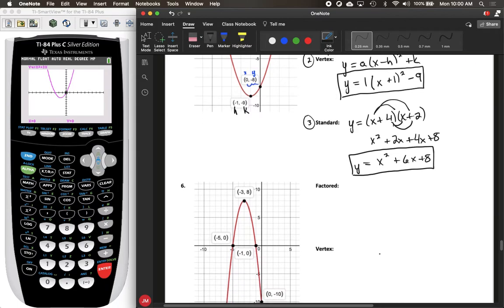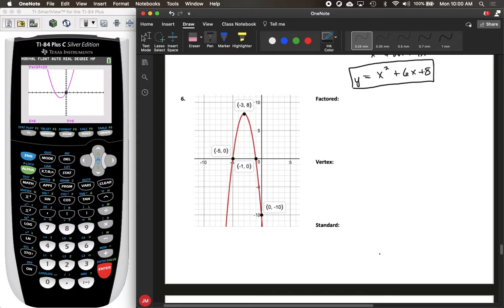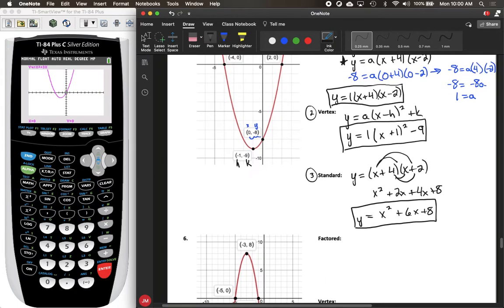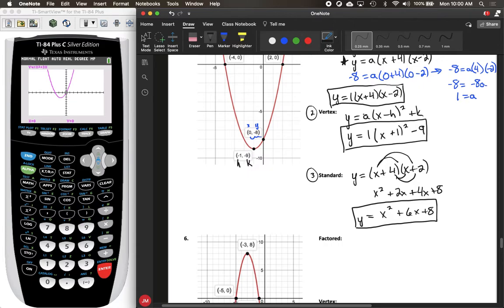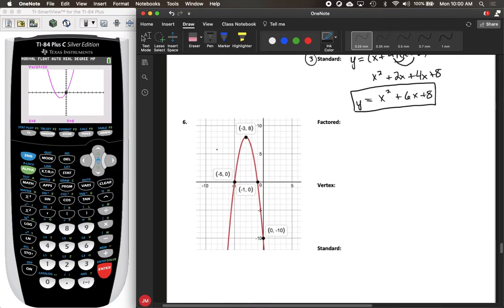All right, let's take one last look at this next example. So we're going to look for our a value, hopefully going to be something other than 1, because 1's kind of not very exciting. In fact, since our graph in the last example opened up, we already knew that a had to be greater than 0. On number 6, because our graph is opening down, we already should know that a is going to be less than 0. It's going to be a negative number of some kind.